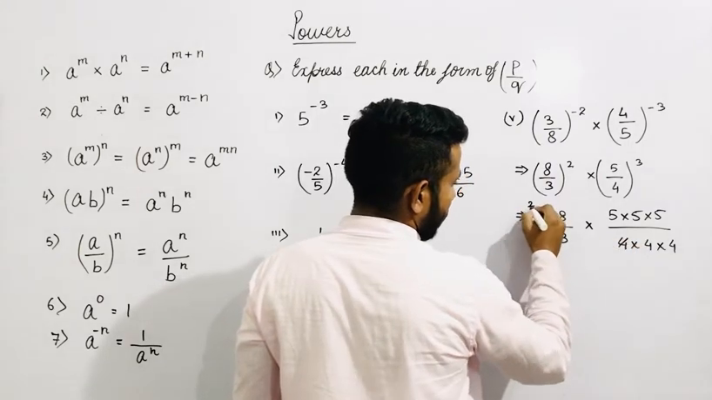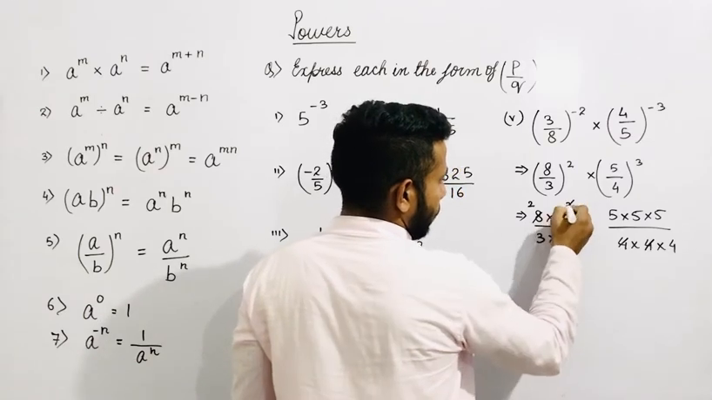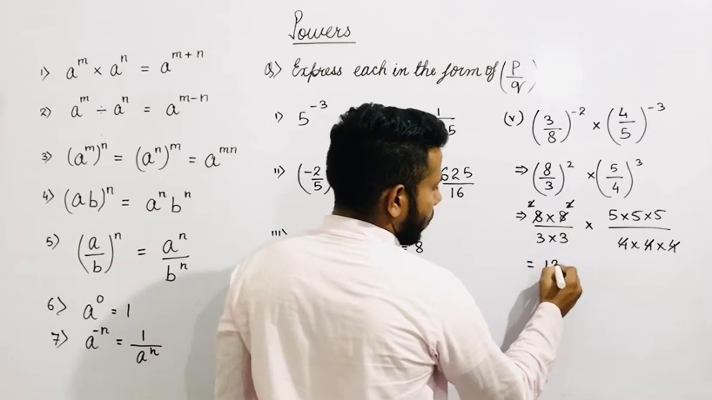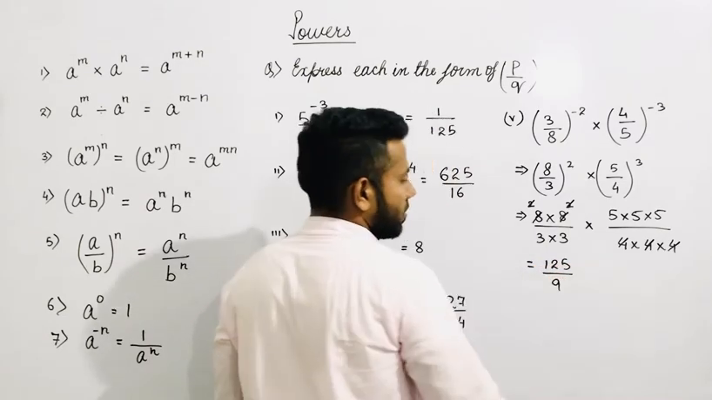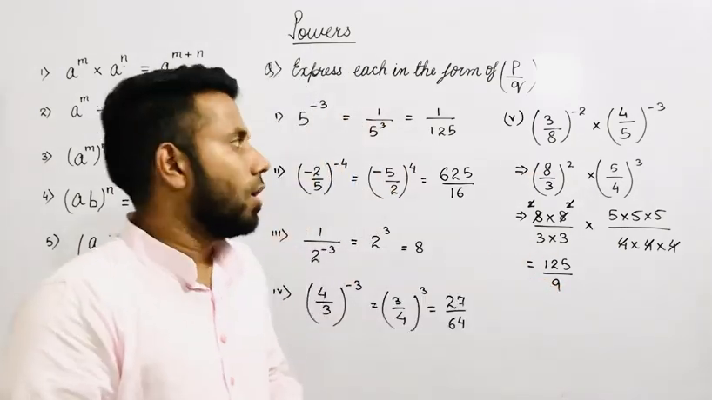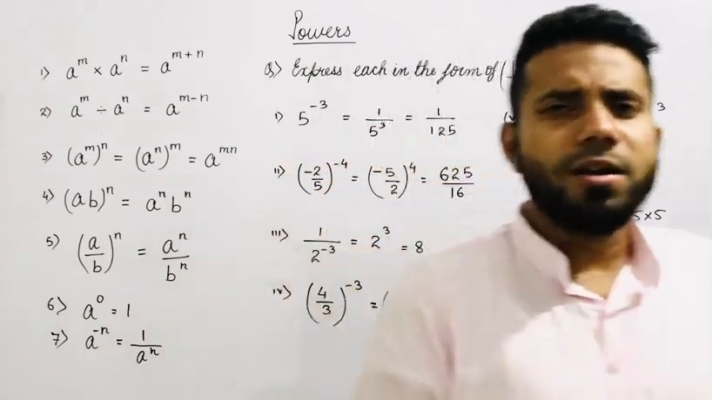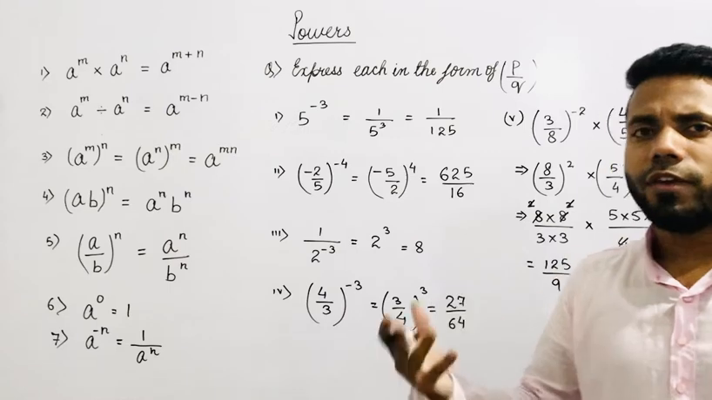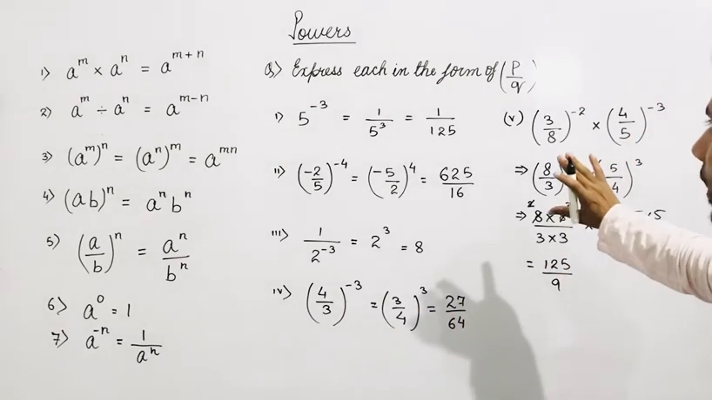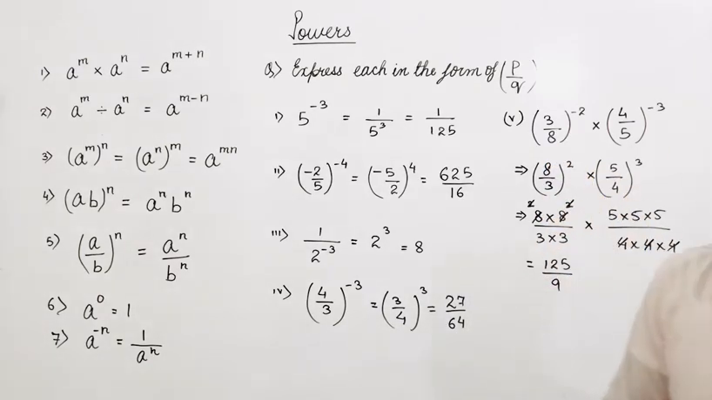So let us solve it. 4, 2, 4, 2, 2, 2, 4. Cancel. Now it becomes 125 by 9. This is the answer. This is how you do it. Just look at the question. If it has no negative power, solve it directly, expand it, or multiply it. But if it has a negative power, you need to convert those negative powers into positive first, and then evaluate. You don't need to do it directly.